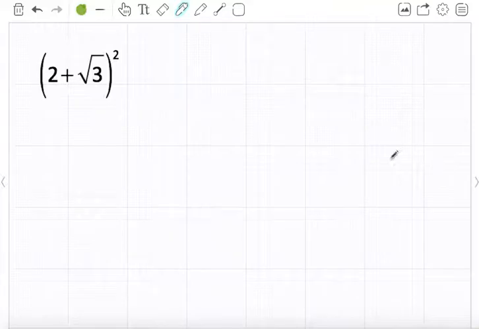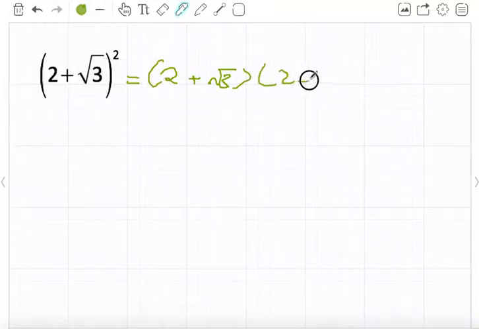Right, second type I want to do. Here I've got a 2 and a root 3 and I'm squaring it. Now don't fall into the trap of just squaring each number. Actually remember that that's 2 plus root 3 multiplied by 2 plus root 3.